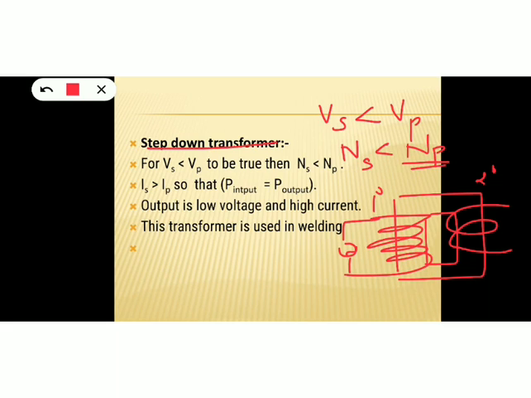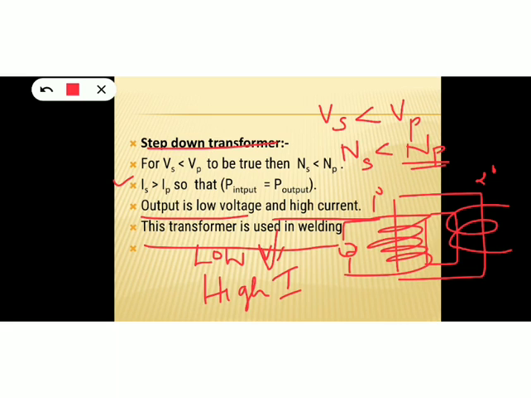Okay. So this will be the structure or construction of a step-down transformer. At the output of the step-down transformer, we will get low voltage because it decreases the voltage, and at the same time the current will be high. So the current flowing through the secondary will be greater. Is is greater than Ip. At the same time, power will be the same. So the output is low voltage and high current, and this transformer is used in welding.